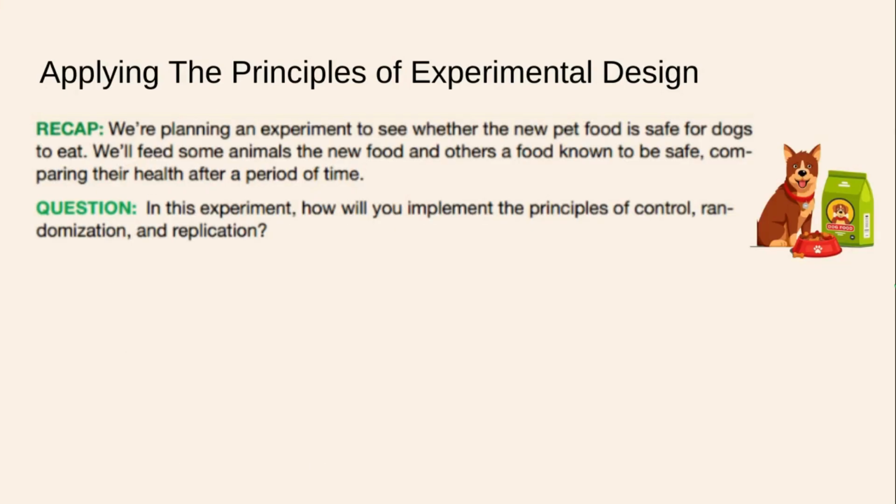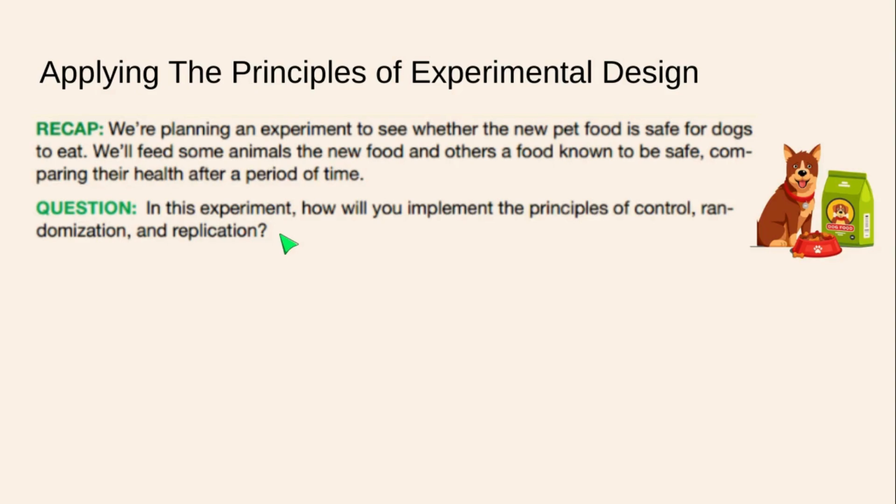Now let's apply the principles of experimental design we've discussed. We're planning an experiment to see whether the new pet food is safe for dogs to eat. We'll feed some of the animals the new food and others a food known to be safe, comparing their health after a period of time. This is, of course, the pet food study from our prior section. In this experiment, how will you implement the principles of control, randomization, and replication? Blocking is probably not necessary in this case. Give it a thought, see how you would control, randomize, and replicate, and compare your answers with the ones from our textbook.